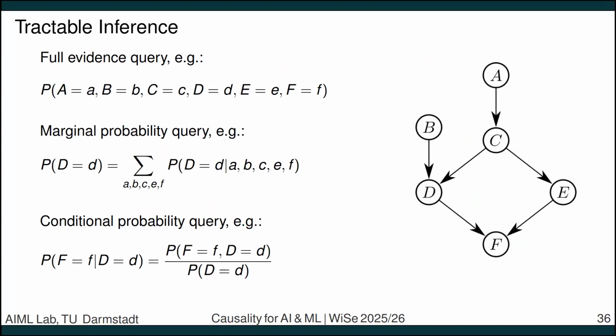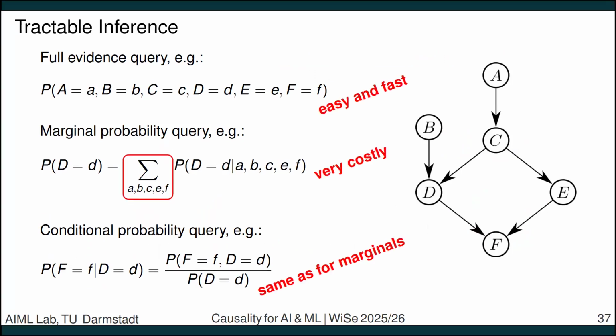So here's an example. Basically the full evidence case is easy and fast because we just don't need to marginalize out anything. We just look at all the probability distributions that we have for A, B, C, D, and so on, look at the conditional probability tables that we have in our SCM or our Bayesian network, and then just multiply all of this together according to the factorization of our Bayesian network or our SCM.